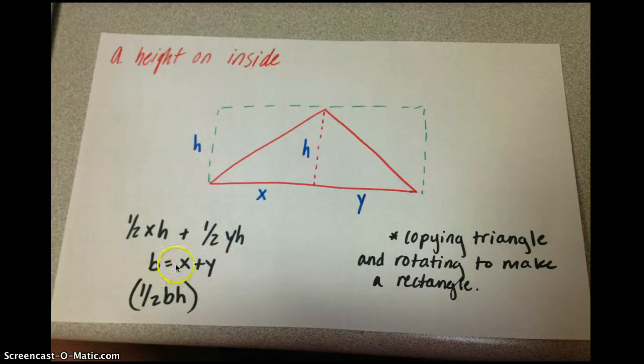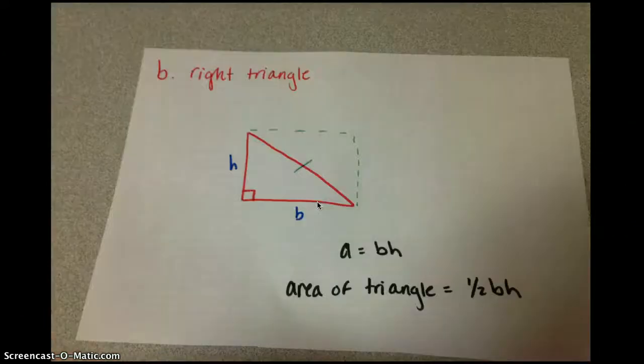From that, the b, the base of the equation, we get from adding x and y together, because that completes the whole base of the triangle. And from there we can determine that half times base times height actually does work for using this as a height on the inside.